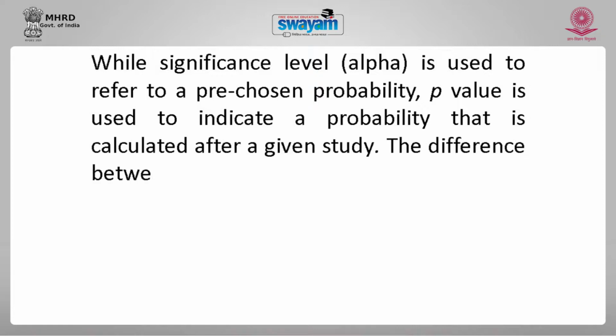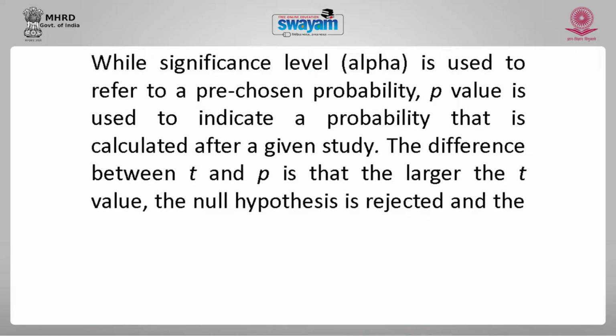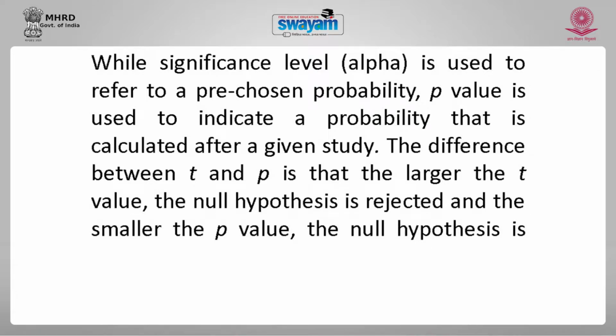The difference between the t and the p is that the larger the t-value, the more the null hypothesis is rejected. And the smaller the p-value, the more the null hypothesis is rejected.